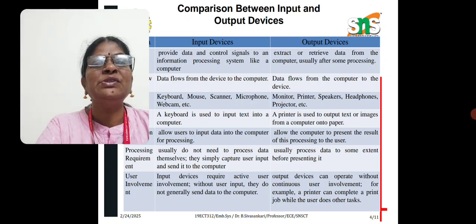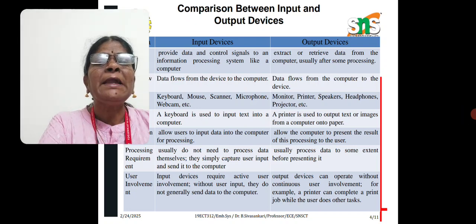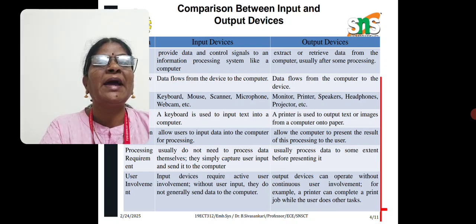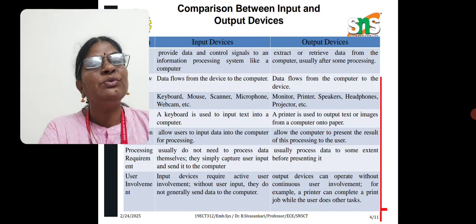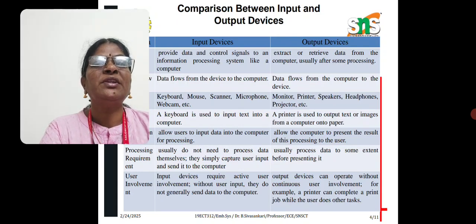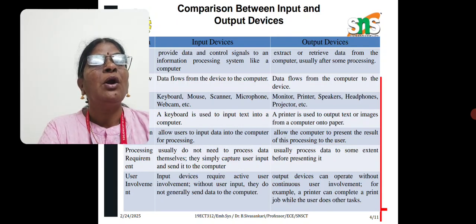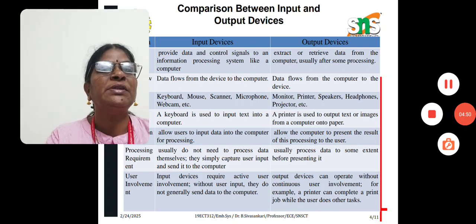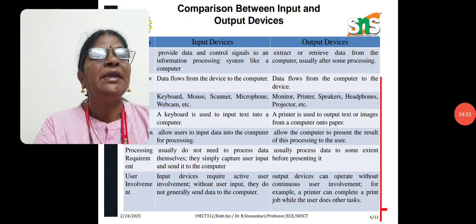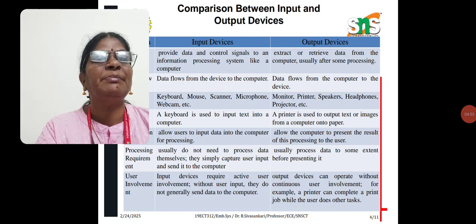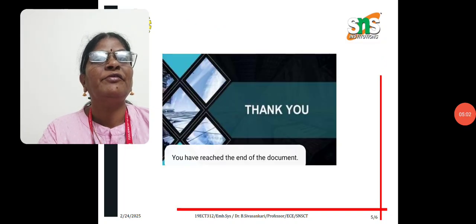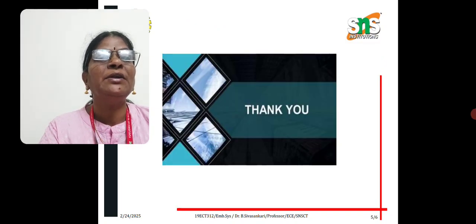Another criterion is user involvement. Input devices require active user involvement. Without user input, they do not generally send data to the computer. Output devices can operate without continuous user involvement. For example, a printer can complete a print job while the user does other tasks. This is the main difference between input and output devices.